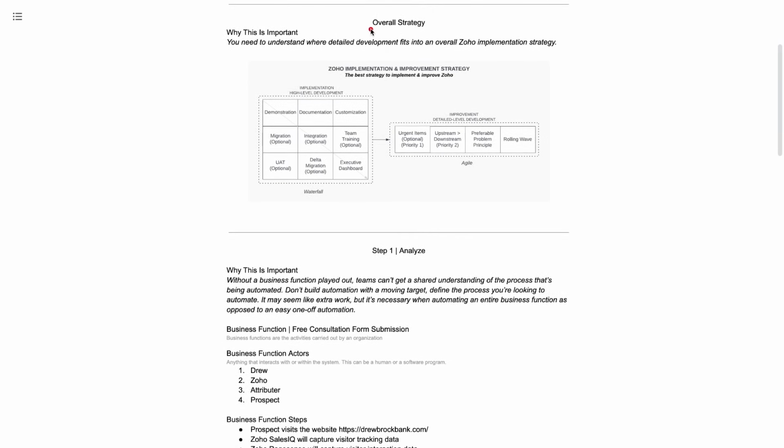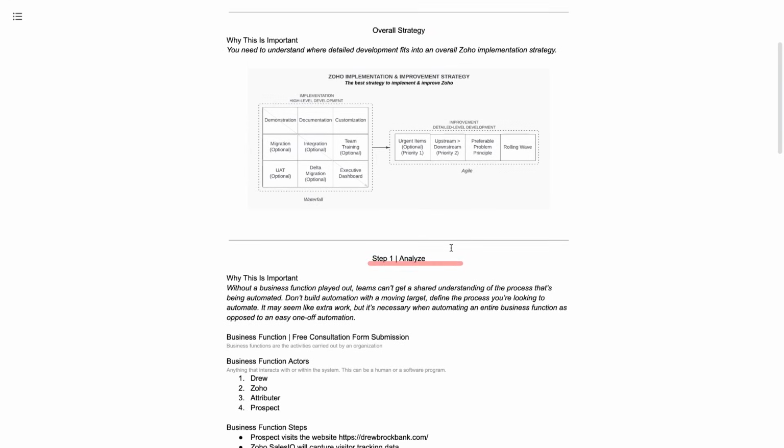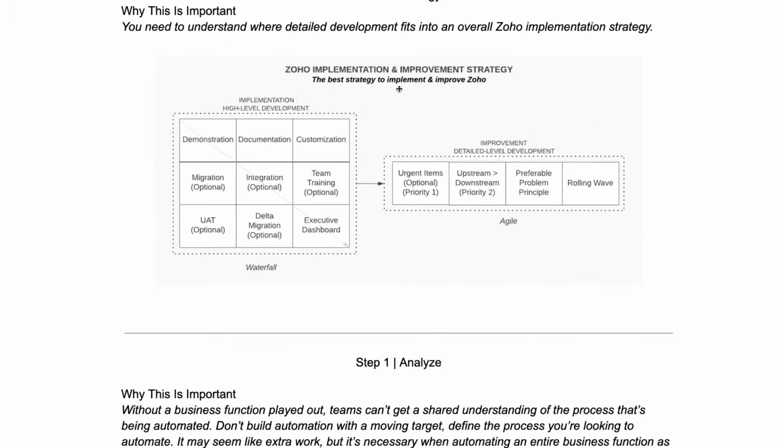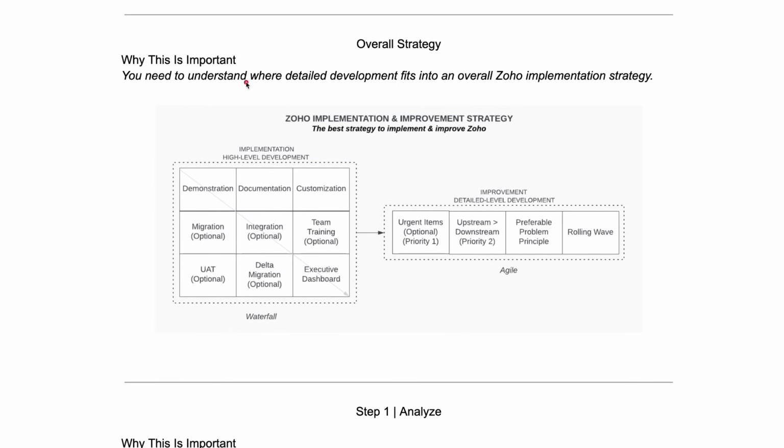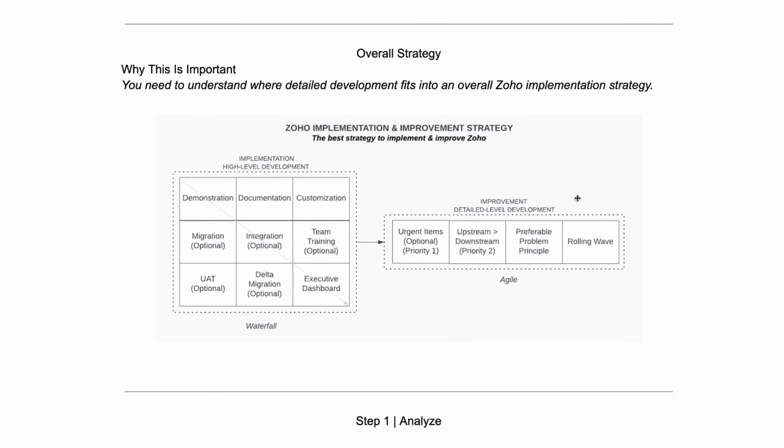Okay, so here's the overarching strategy before we get to the analysis section. So the overarching strategy here, I'm going to zoom in, and the reason why this is important is you need to understand where detailed development or automation, what we're going to go over, what this video is about, how this fits into the overall Zoho implementation strategy. How does this fit into the big picture strategy?